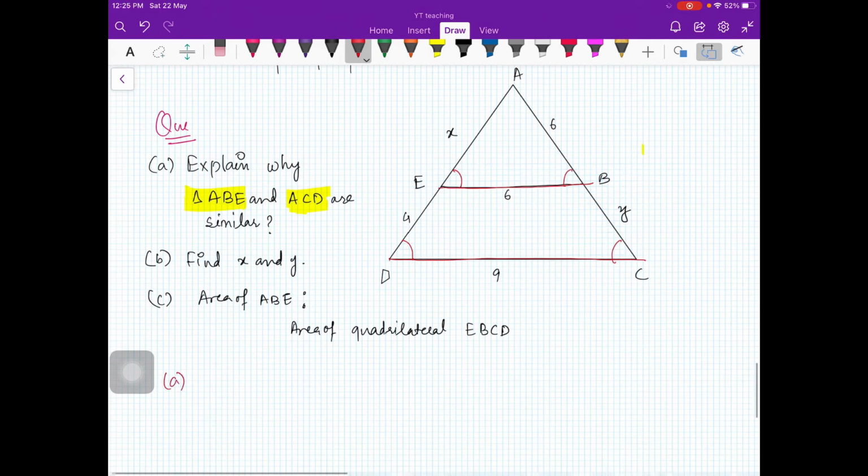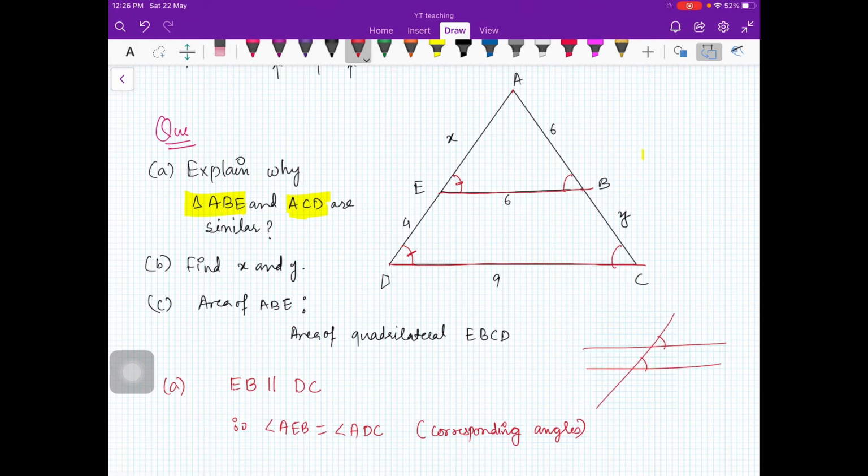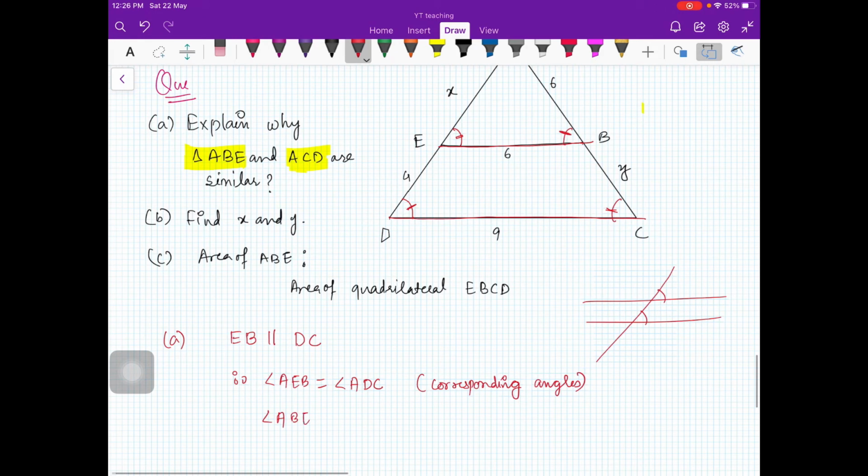So what we are going to do, we'll say EB is a line which is parallel to DC. Therefore, angle AEB, this here, angle AEB is equal to angle ADC, because these are corresponding angles. So you know, when you have two parallel lines and there is one intersecting line, then these angles are equal, right? These are called corresponding angles. Similarly, angle ABE, this one, is equal to angle ACD. Angle ABE is equal to angle ACD. Again, these are corresponding angles.